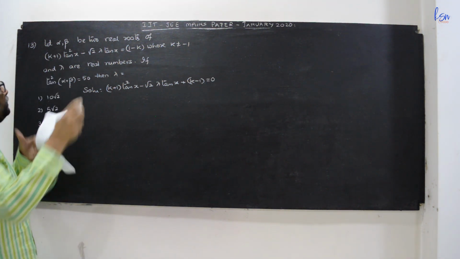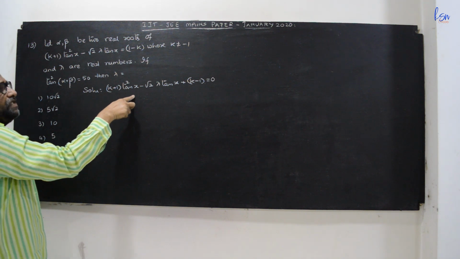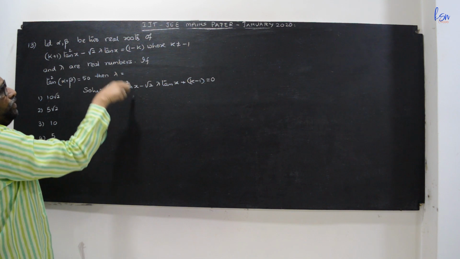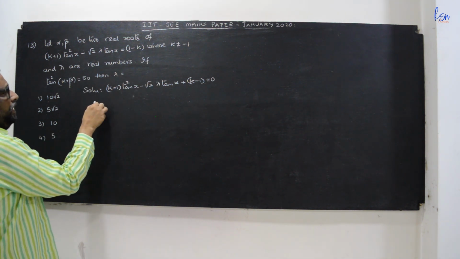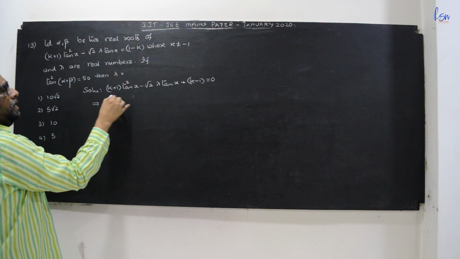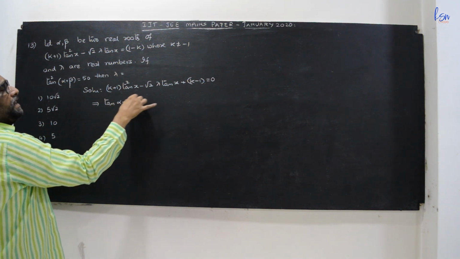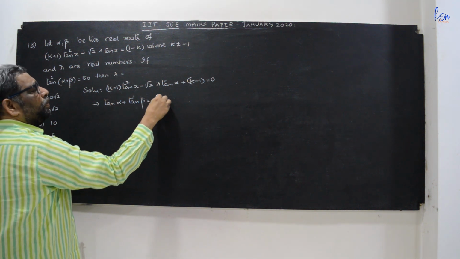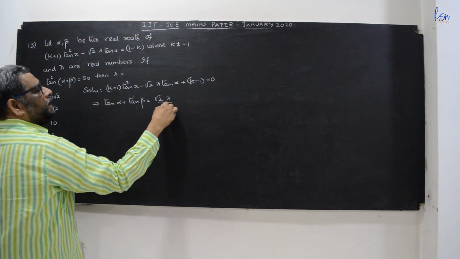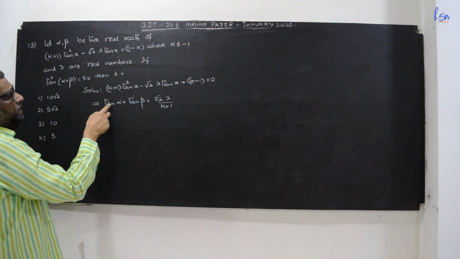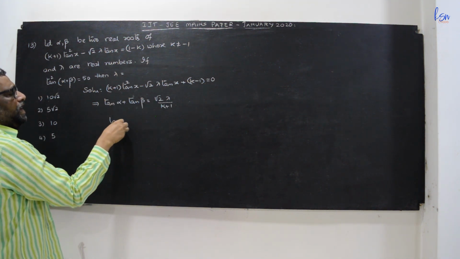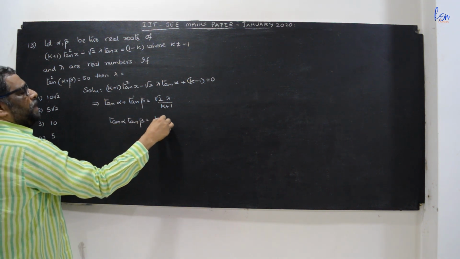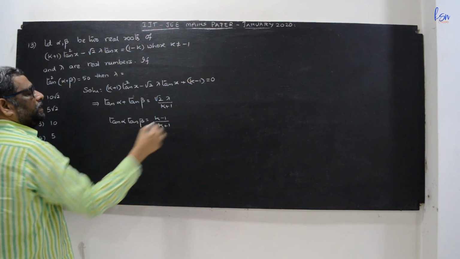Here it is given that alpha comma beta are the real roots of this equation. That means it being a quadratic equation in tan x, so you can say tan alpha and tan beta are the roots. Now tan alpha plus tan beta is equal to sum of the roots, minus b by a, so root 2 lambda by k plus 1, and product of the roots tan alpha into tan beta is c by a, k minus 1 by k plus 1.